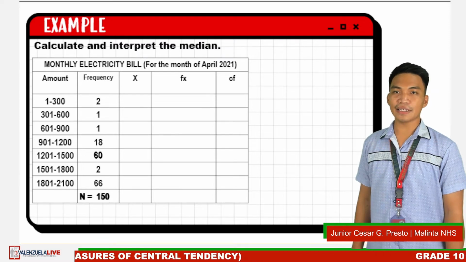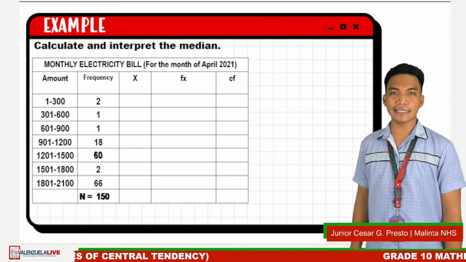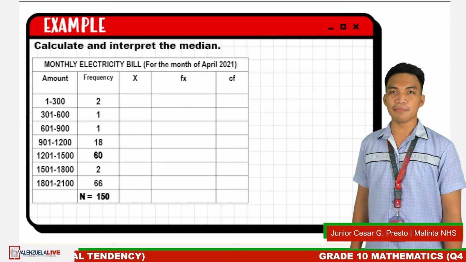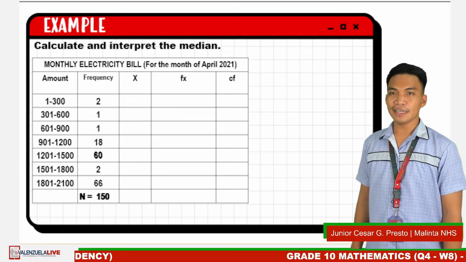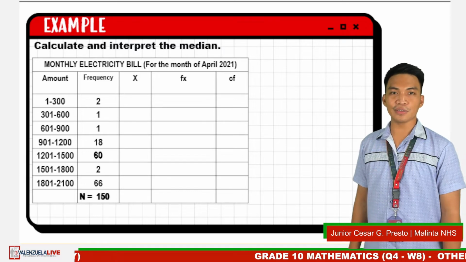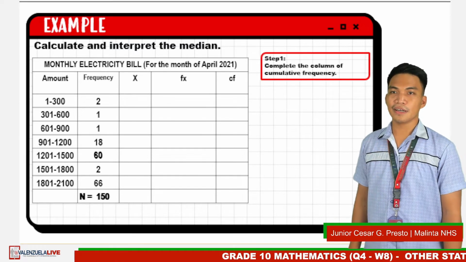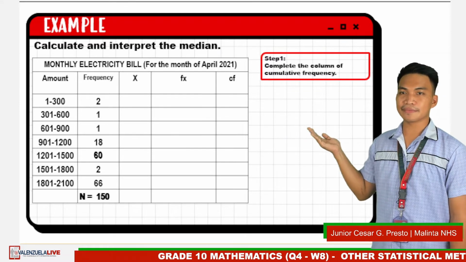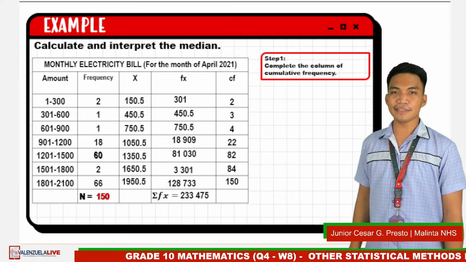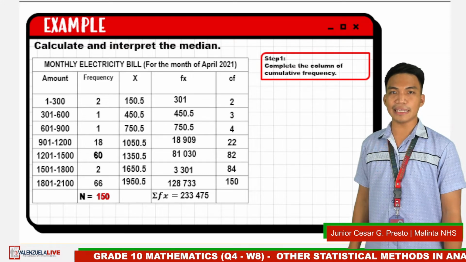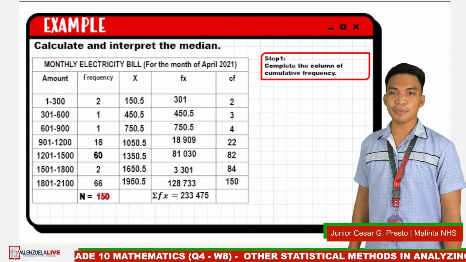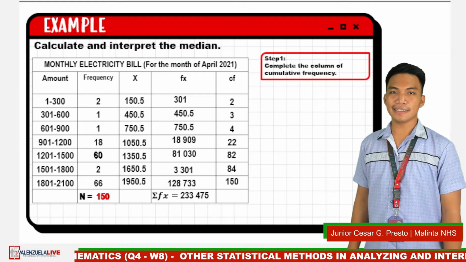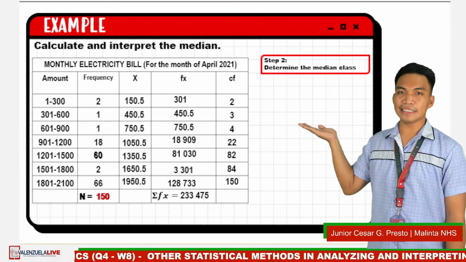Let us now calculate and interpret the median using the same table and values of the previous example. Recall that we have 3 steps to follow to solve for the median. First step is to complete the column of the cumulative frequency. Since we have already constructed the frequency distribution table from the previous example, we can now proceed to the next step, which is determining the median class.